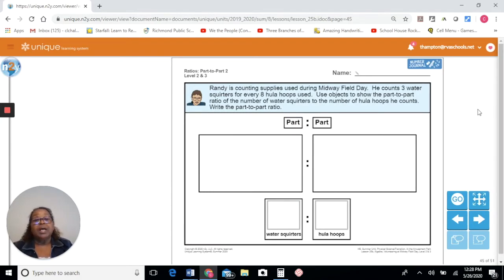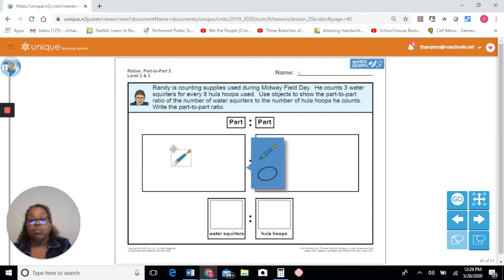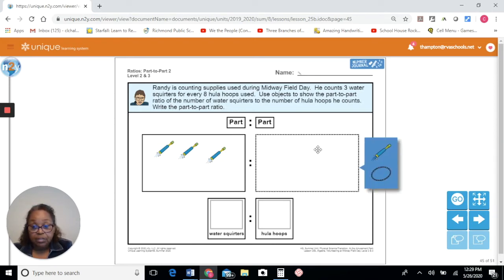Randy is counting supplies during midway field day. He counts 3 water squirters for every 8 hula hoops used. Use objects to show the part-to-part ratio of the number of water squirters to the number of hula hoops he counts. And then we're going to write the part-to-part ratio. So for every 3 water squirters, 1, 2, 3, the first part, there are going to be 8 hula hoops.